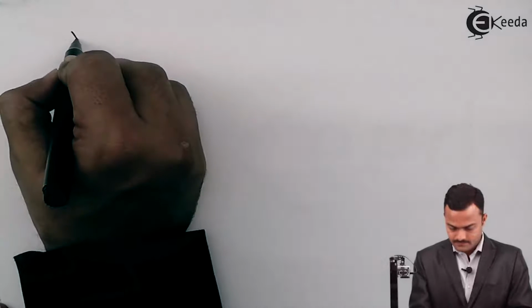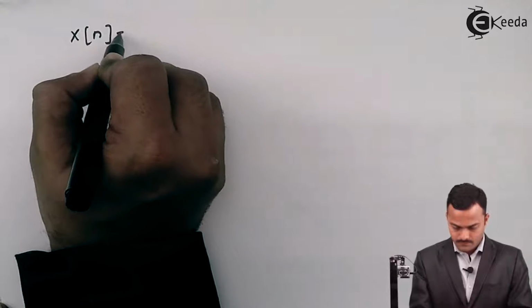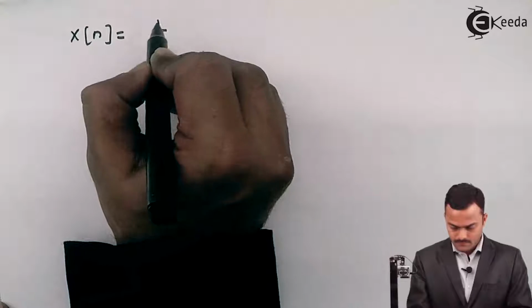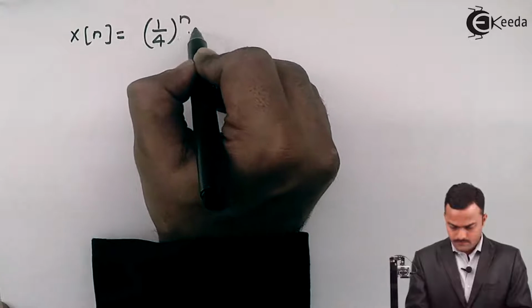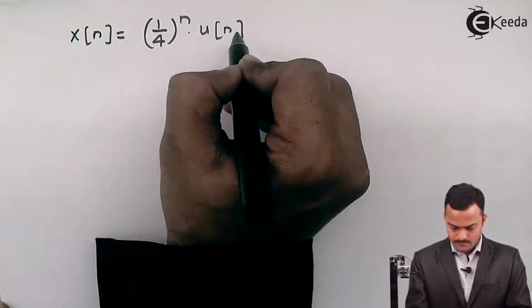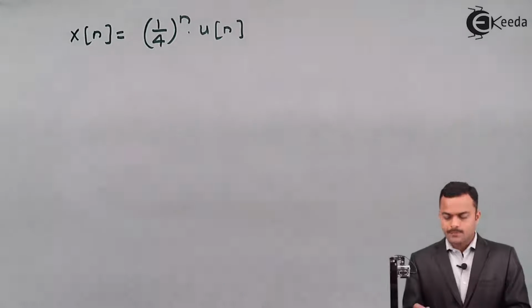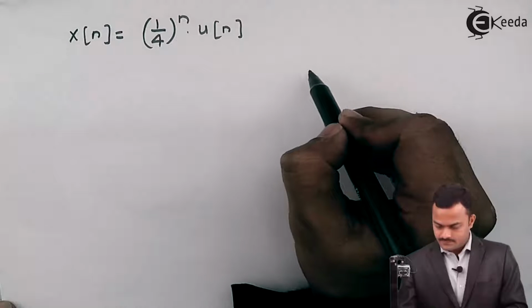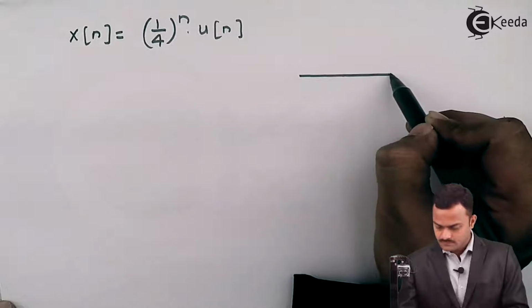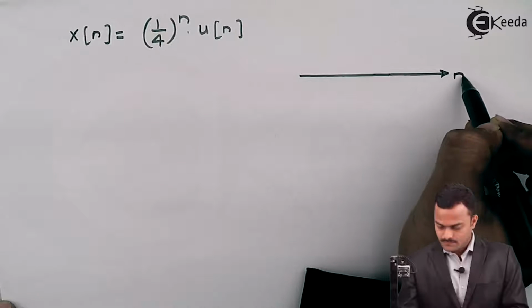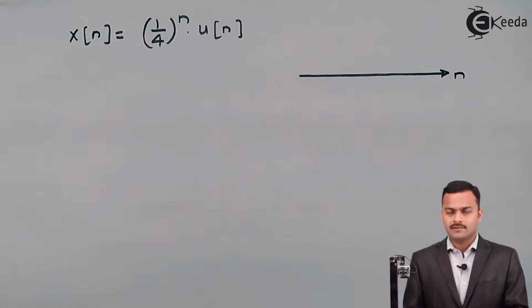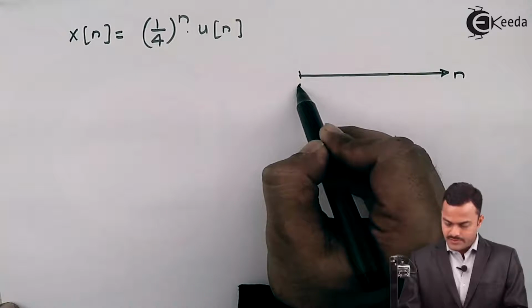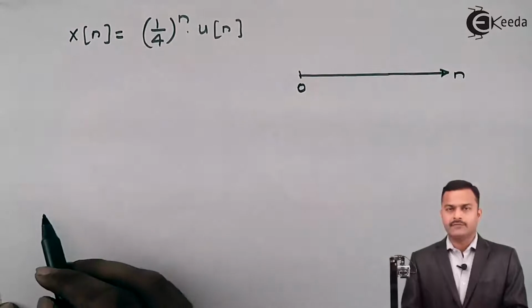In this video, we are going to check whether a given signal is an energy or a power signal. So the signal given is like this. Let's plot the signal first. Since u of n is given, that means the signal will start from 0 and go up to infinity.